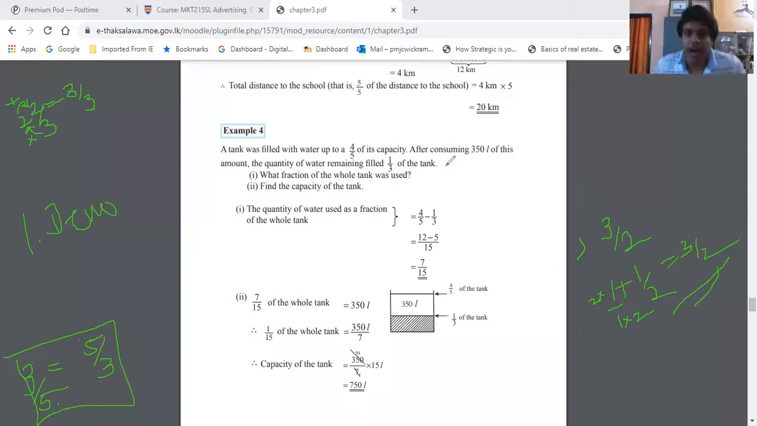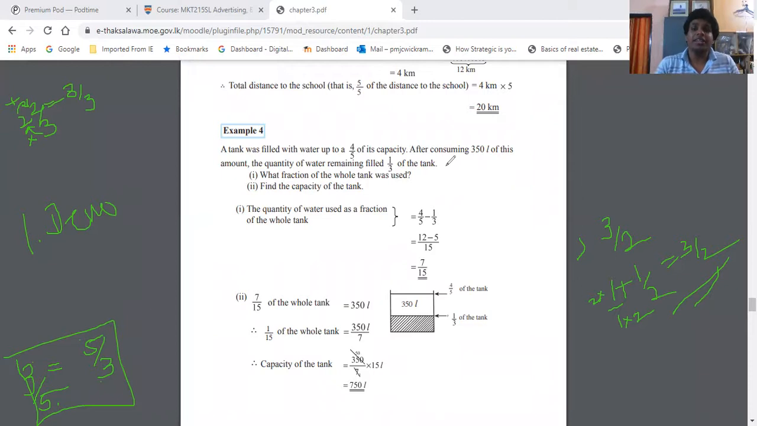4/5 of its capacity. After consuming 350 liters of this amount, the quantity of water remaining filled 1/3 of the tank. What fraction of the whole tank was used? Find the capacity of the tank. The quantity of water used as a fraction: 4/5 minus 1/3.